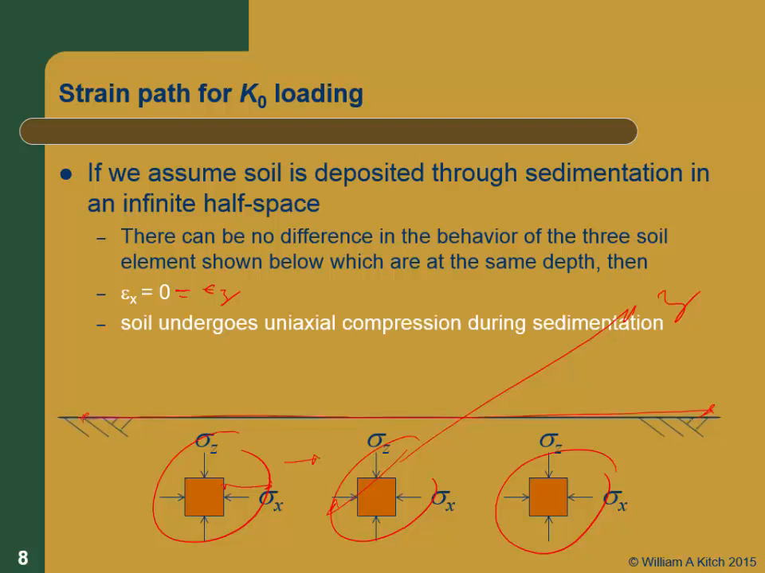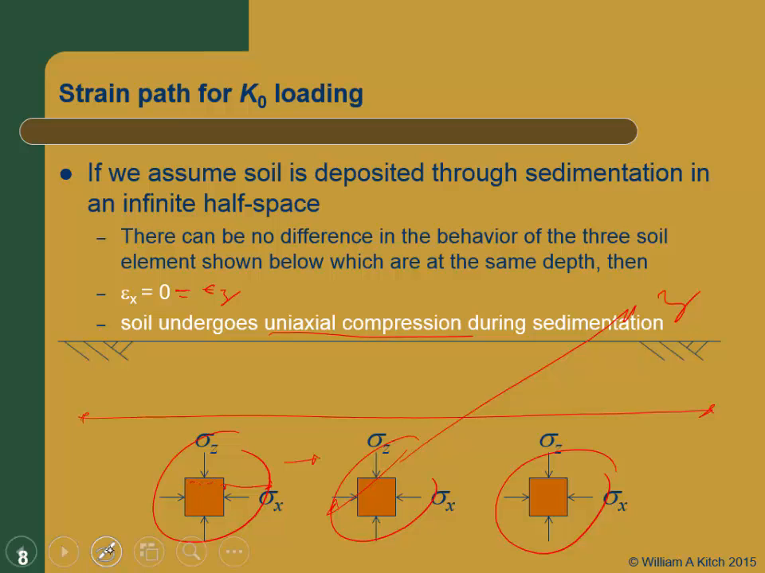So if I do that, during deposition, what's happening to these soils is we're just piling more and more soil on top of it. So sigma z is going up. Well, if there's no lateral strain, that means these samples have to be undergoing uniaxial compression. In other words, as I increase the vertical stress, these samples are going to get a little smaller, but they can't get any wider. There's only going to be strain in the vertical direction. So it's uniaxial compression.